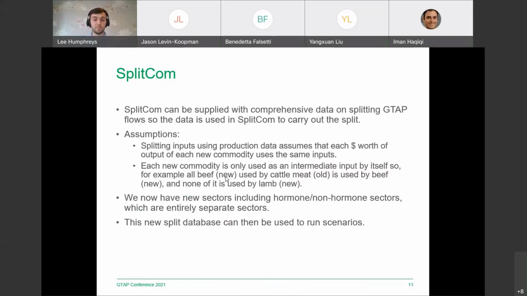Splitcom can be supplied with comprehensive data, and all of what we've collected before is input into Splitcom to carry out the split. Splitcom then produces a consistent split database with the sectors split out. I mentioned that there are a few assumptions we're making here, particularly around splitting inputs using production data, and how we assume that each dollar worth of output of each new commodity uses the same inputs. I think that's quite important. A second one that I've not mentioned is that each new commodity is only used as an intermediate input by itself. So for example, all beef is used by beef and none of it is used by lamb, just to keep this as simple as possible.